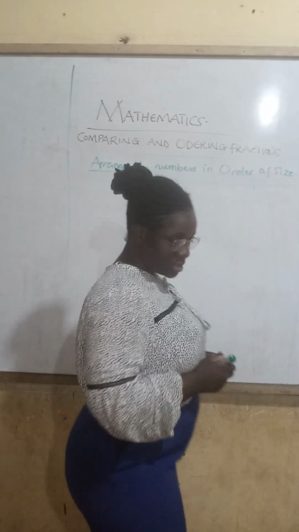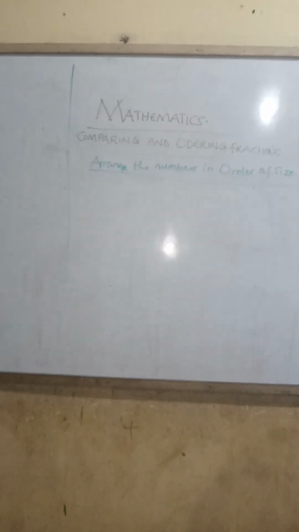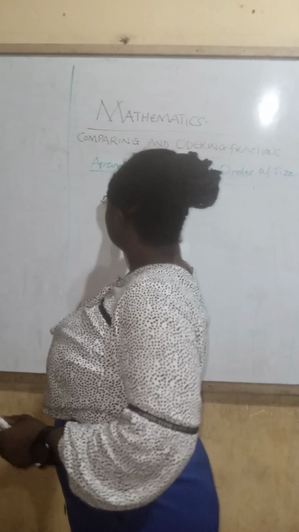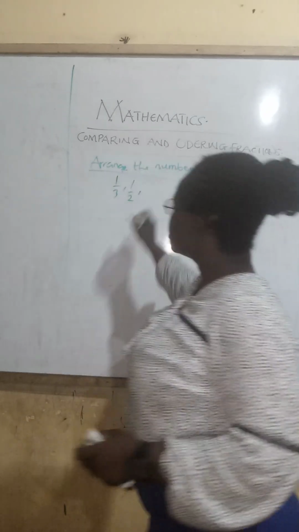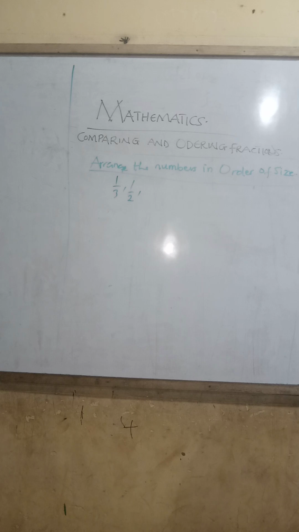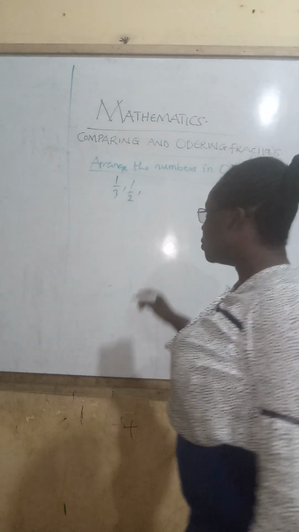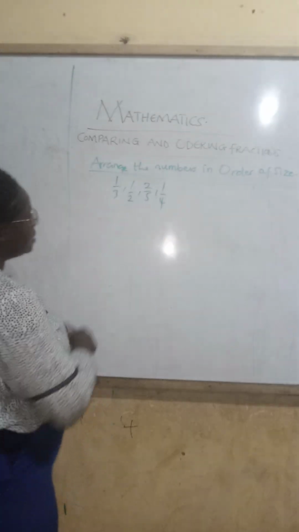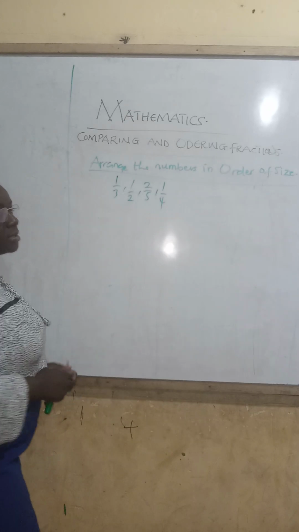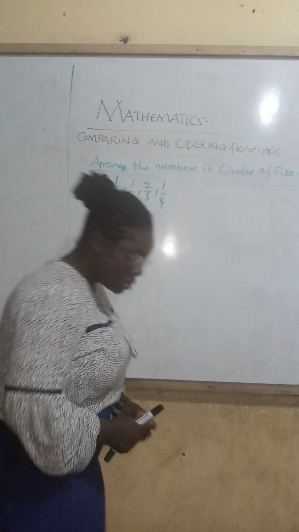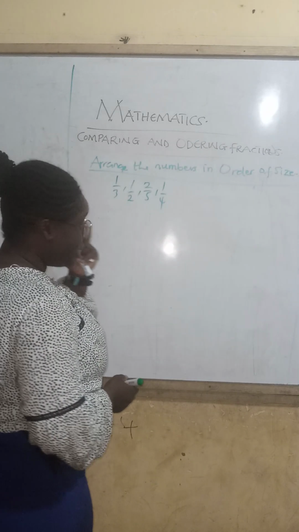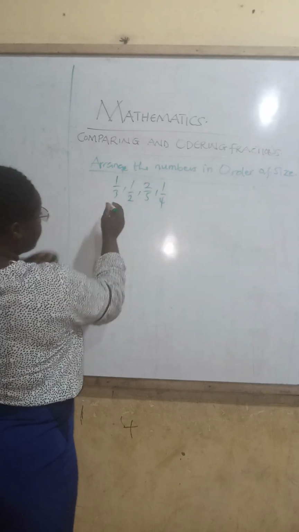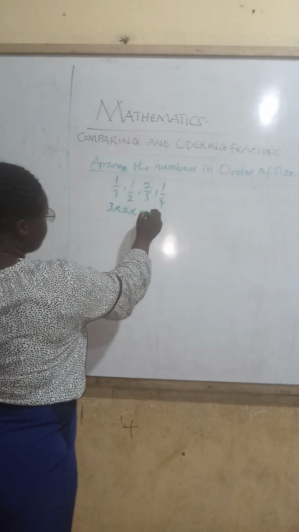If we are arranging numbers in order of size, let's arrange 1 out of 3, 1 out of 2, 2 out of 5, and 1 out of 4. Since the denominators are different, first we have to find the common denominator. To find the common denominator, we multiply the denominators: 3 times 2 times 5 times 4.